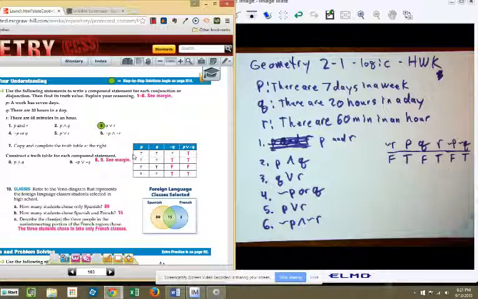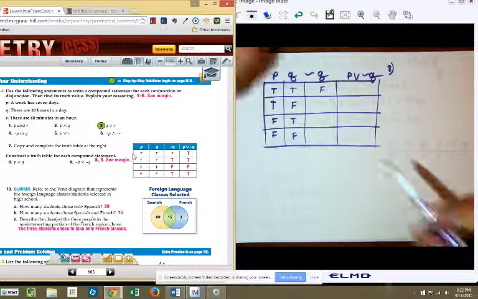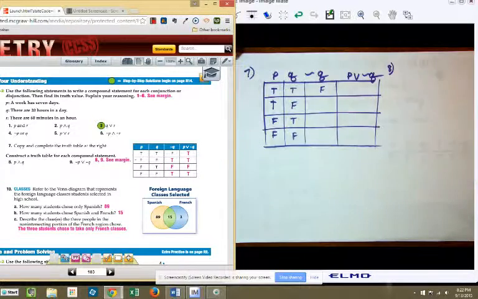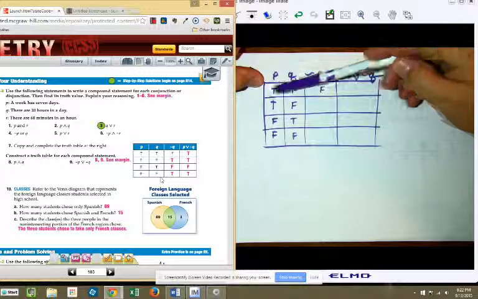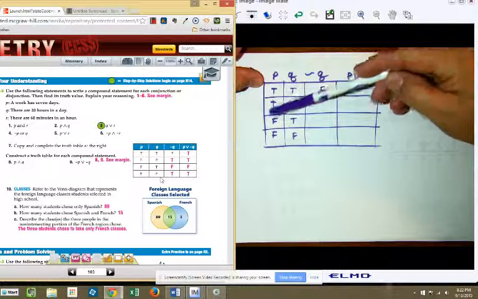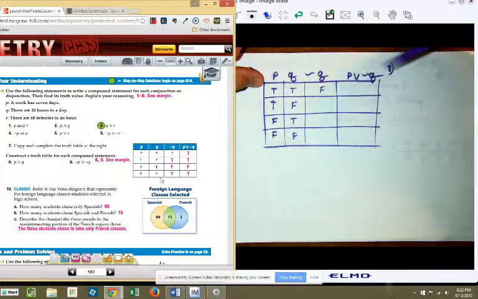So by going through and building a little table, it's going to help us out tremendously. Now, in this case, it tells us in number 7 to copy this data down. And in this case, now we're dealing with every option. So P could be true, Q could be true, P could be true, Q could be false, P could be false, Q could be true, or they could both be false.